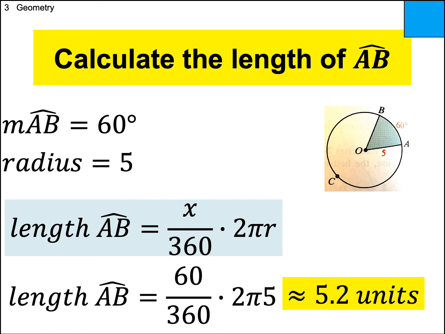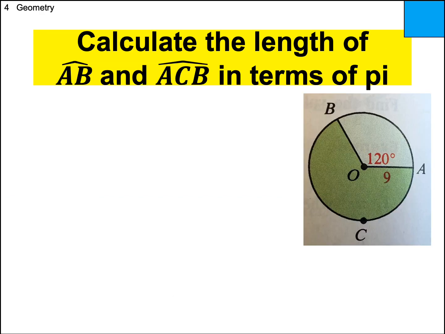It doesn't say at all, round to the nearest whatever. A couple of the questions say leave in terms of pi, and others do not. Okay, all right. Let's do another one. So this one does say leave in terms of pi. Leave in terms of pi. All right, here we go.